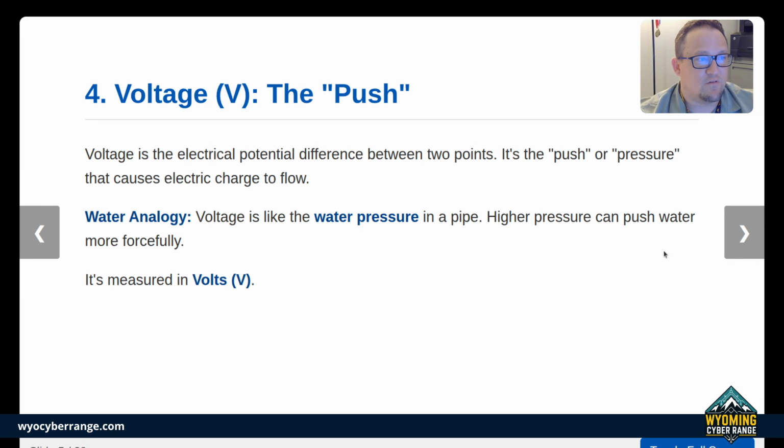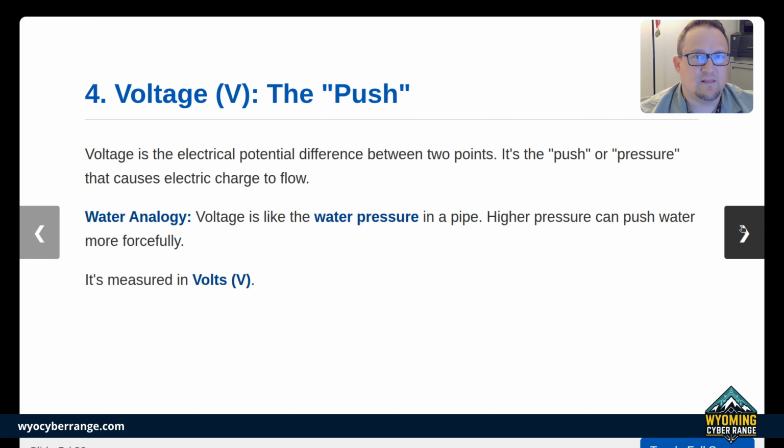So voltage itself is the difference between 2 points. It is the push or the pressure. So when we think about our water pipes and voltage, think about it, how hard is that water pushing through the pipe? That is voltage. Okay? Higher pressure will push more forcefully, while lower pressure will push slower and less forcefully. We measure this in volts, and you'll see it with a V in most of the diagrams throughout this course.